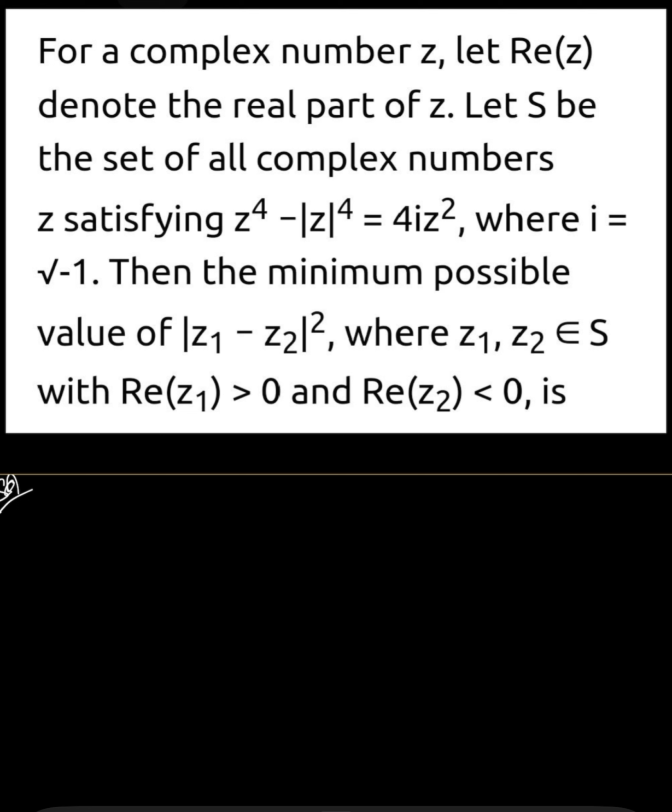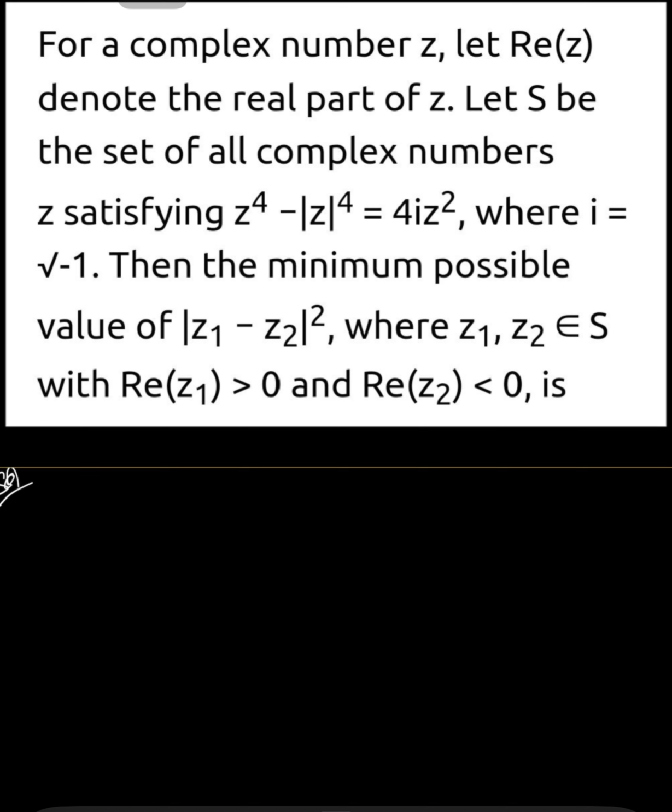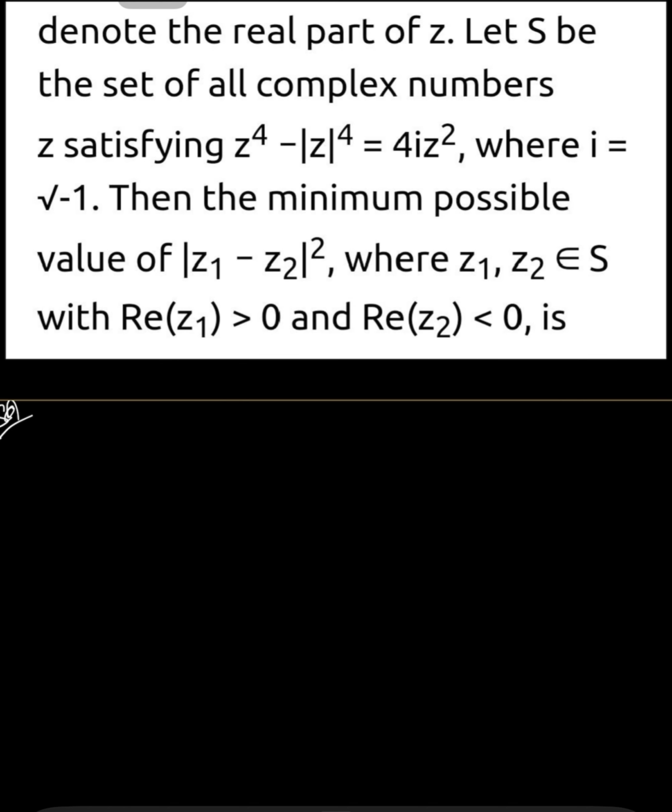Hi students, today we will discuss an advanced level question which was given in 2020. The topic is complex numbers. The question is: for a complex number z, let S be the set of all complex numbers z satisfying z power 4 minus mod z power 4 equal to 4i z square.